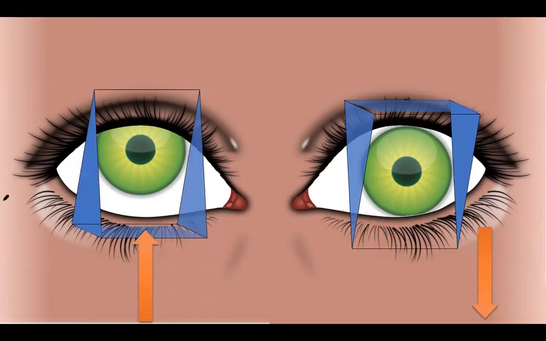So by putting both prisms, the base down in front of the hypertropic eye and the base up in front of the other eye, we can manage the problem by dividing the deviation between both eyes, so that both eyes can fuse the images and not experience any diplopia.